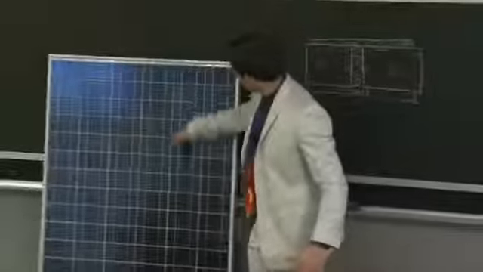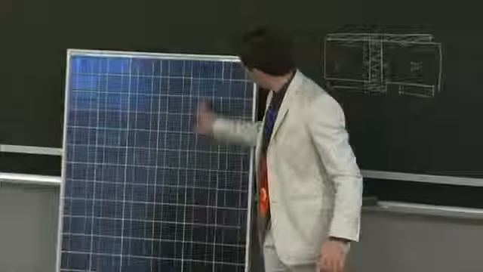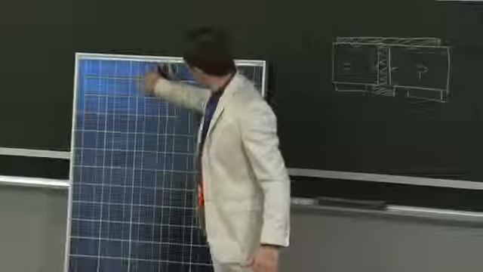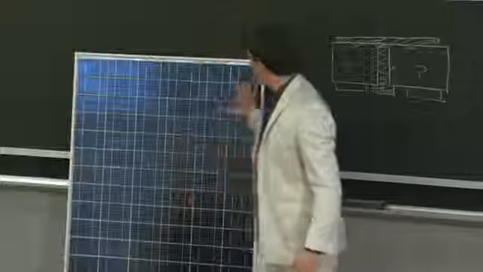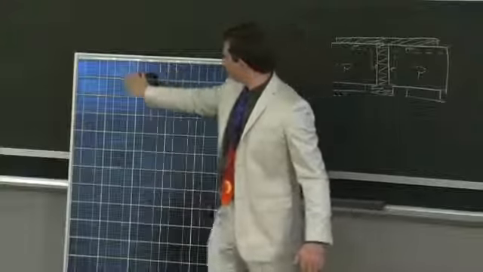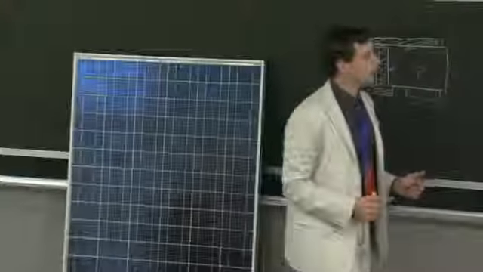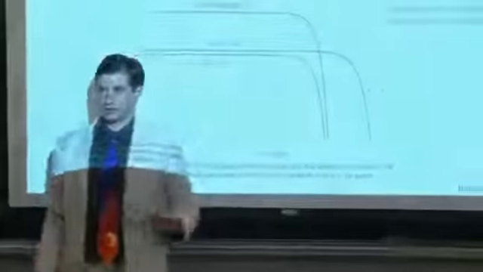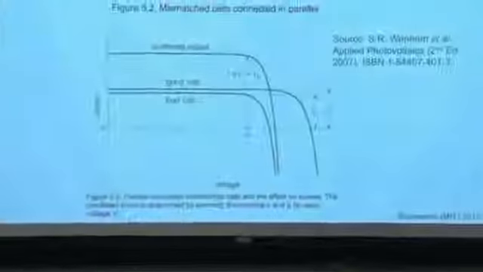So for example, this set of 2 rows of cells, this one right here, which is all connected in series, is connected in parallel to this one and this one. And so if one of these 3 subsets of cells has a lower voltage than the others, the combined voltage output of the entire module will be lower.